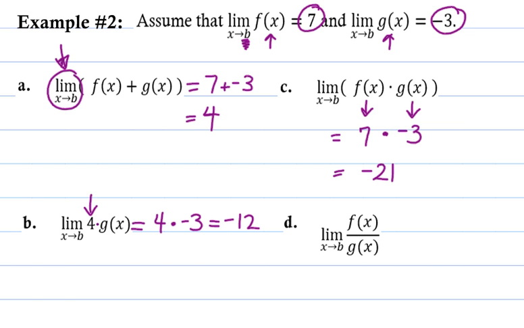Okay, D, the limit as x approaches b of f of x divided by g of x. So I hope that you get the idea. I'm just plugging in the values. I don't really need to know what the equations are. So I have 7 over negative 3, which is negative 7 over 3. And that's that.